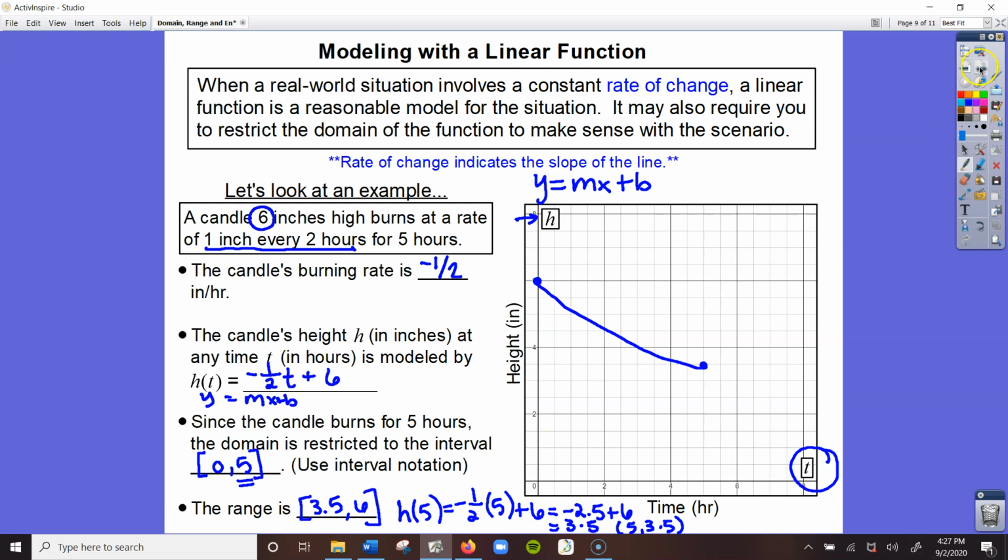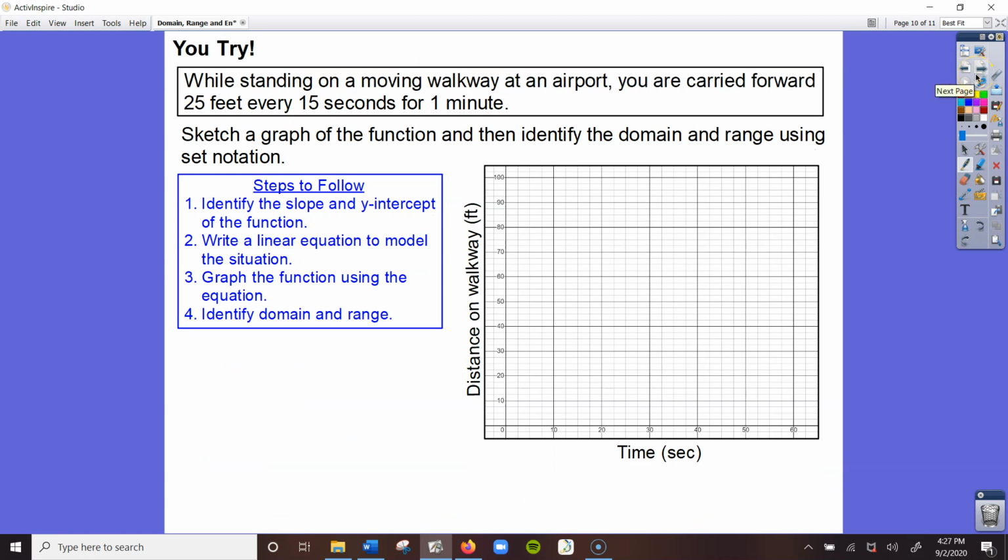Moving on to our final example. Now I've taken all of those hints away so that we can actually try to do this on our own, and I put here some steps for you to follow. It says here that while standing on a moving walkway at an airport, you are carried forward 25 feet every 15 seconds. This is the rate. And we're traveling for 1 minute.